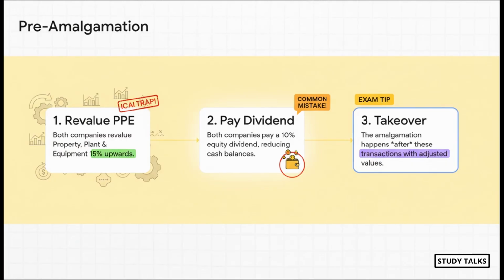Okay, the timeline is everything in this question. This is ICAI testing you, can you follow the sequence? You absolutely must account for the asset revaluation and the dividend payment before you even think about the amalgamation entries. Why? Because these pre-amalgamation steps change the numbers on the balance sheet that you're about to take over.